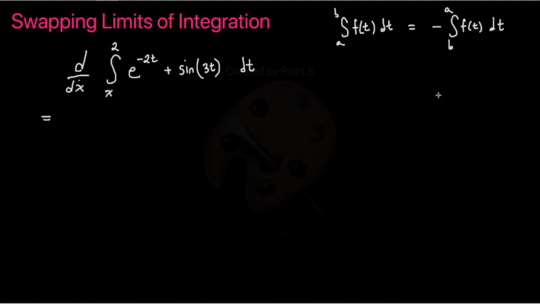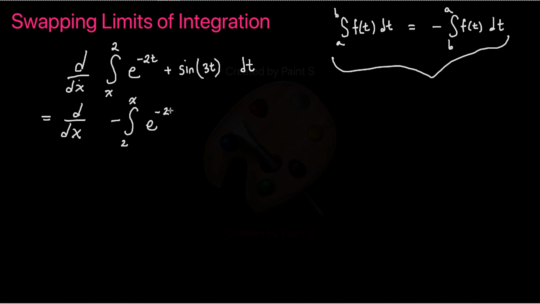So in order to change this, all you need to know is this fact about integrals right here. The integral from a to b of f of t dt is equal to negative, if I flip the limits of integration. If it goes from a to b, and I switch it and put it from b to a, then it's just a negative. I use that fact here, and then it's in a form where I can actually apply the fundamental theorem. So I could say it's equal to the negative of the integral from 2 to x of e to the negative 2t plus sine 3t dt.